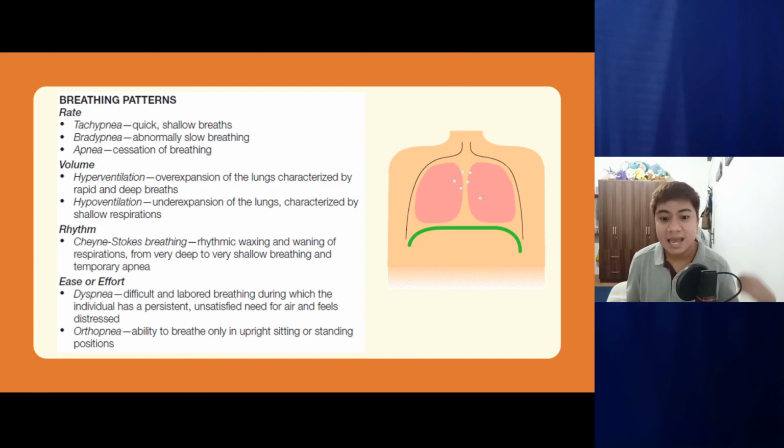And we also have the terms dyspnea and orthopnea. When we talk about dyspnea, that is your difficult and labored breathing during which the individual has persistent unsatisfied need. In short terms, there is difficulty in breathing. And orthopnea, the person only breathes when there is an upright sitting or standing position. Pero pahigda bala kay do ginalumos siya. Okay, that is your orthopnea.